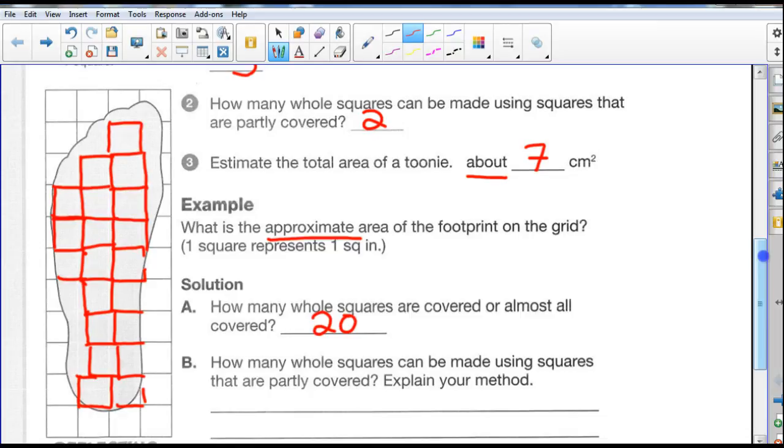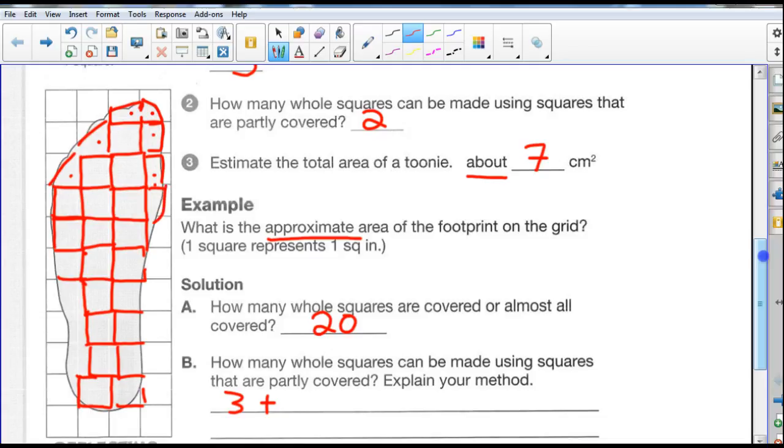How many whole squares can be made using squares that are partly covered? Okay, well here looks like we've got about a half of one. Here another half of one, so those two there could be 1. We've got about half of one here and about half of one there, so those two will make another one. This is probably pretty close to half, and this is fairly close to half here, so we can do another one. So there's 3 right there. Okay, so I'm just going to write the number 3 plus.